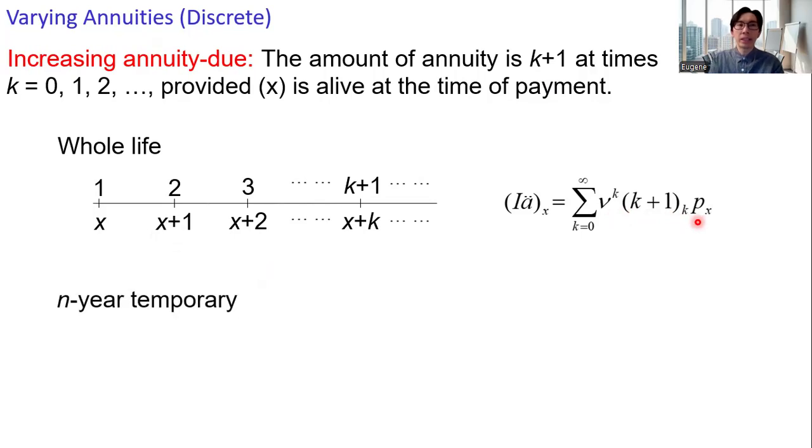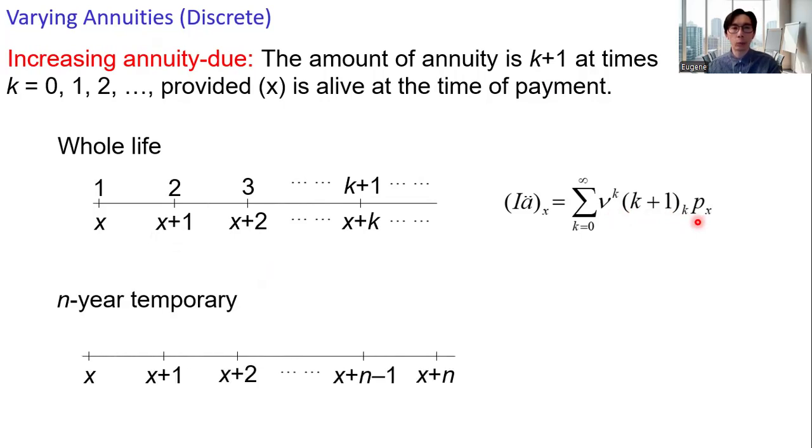And then we have an n-year temporary increasing annuity due. The payment starts at 1, and then goes up to n. This is the last payment when the individual reaches age x plus n minus 1. The actuarial present value, the notation IA double dot x colon angle n, and then the summation of the actuarial present value of the individual payments. And we have this expression.